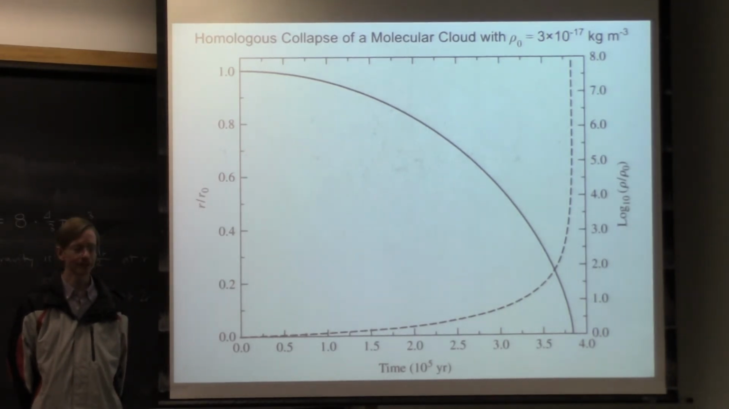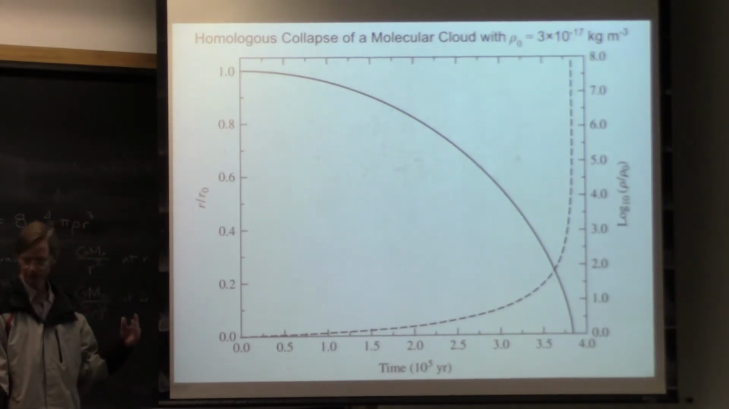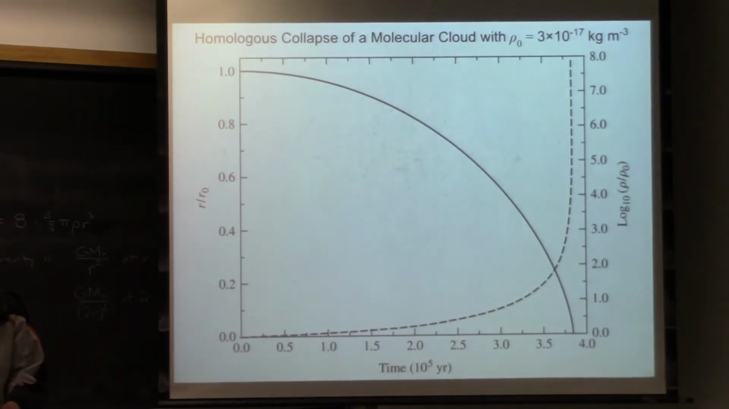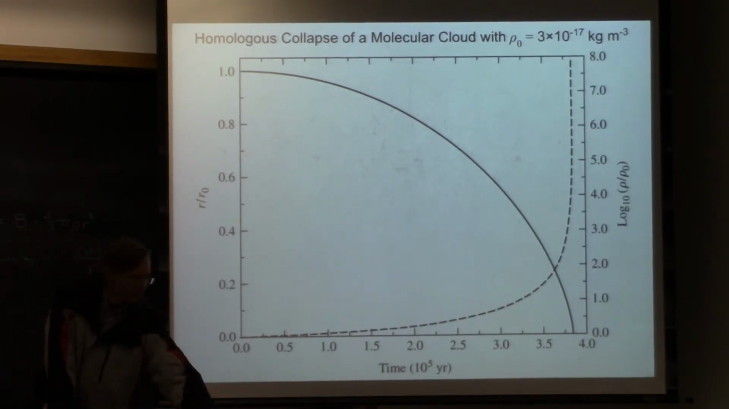That's not a dumb question. That's a great question. That's one of the things, because you're anticipating what we're about to say, which is this seems to imply that you could form a star of any mass whatsoever. That's not what we observe.